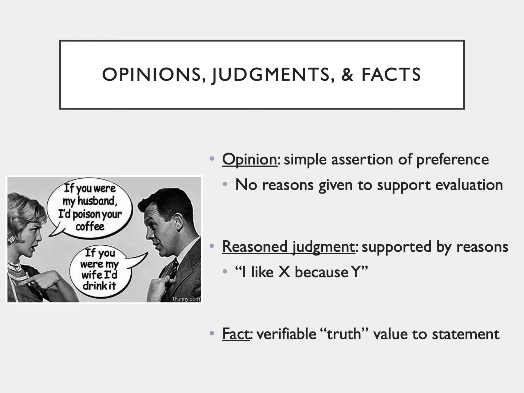A reasoned judgment is similar to an opinion, but it also offers a reason. So a reasoned judgment is, I like X because Y. For example, I might say, Lady Gaga is a great singer because she can sing a wide variety of songs. Now, this isn't necessarily supported by any factual statements. If factual, it's a reasoned judgment based on fact. If not, it's a reasoned judgment based solely on opinion. It could also be, Lady Gaga is a great singer because she seems really nice. That might be an opinion.